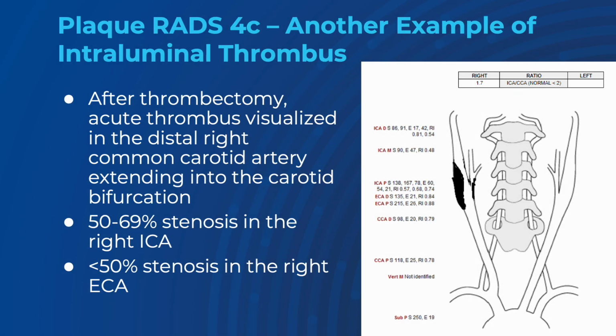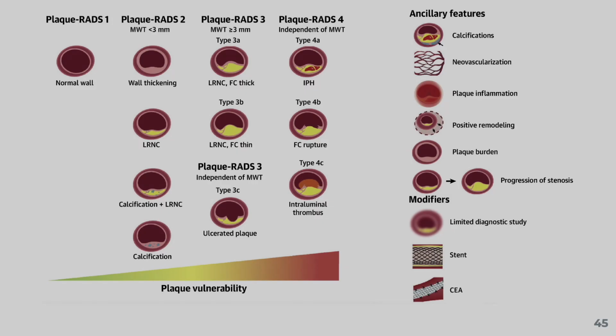So after thrombectomy, the patient still had acute thrombus visualized in the distal right common carotid artery extending into the carotid bifurcation. And by velocity criteria and the ratio, he falls into the category of 50 to 69% stenosis in the right ICA. I also want to note that this was based on the previous carotid criteria.